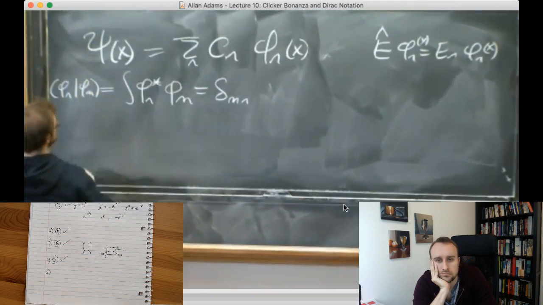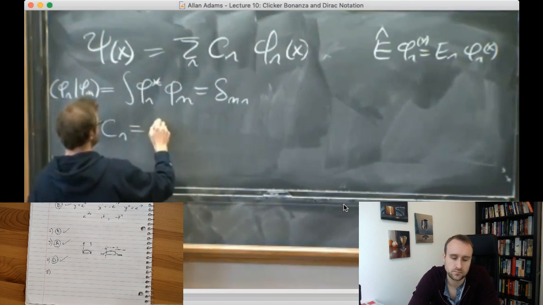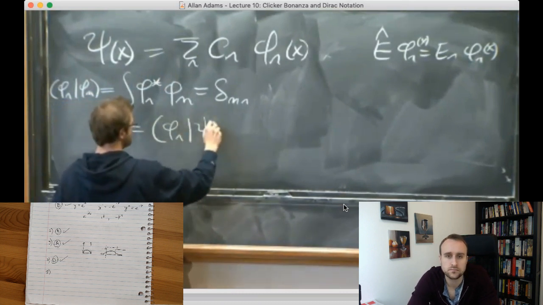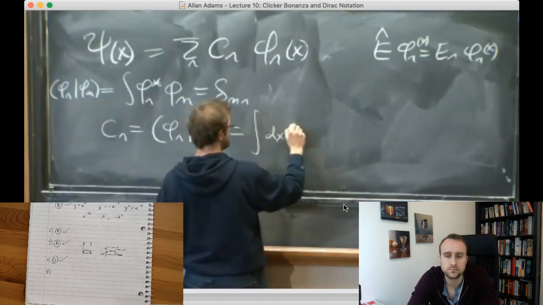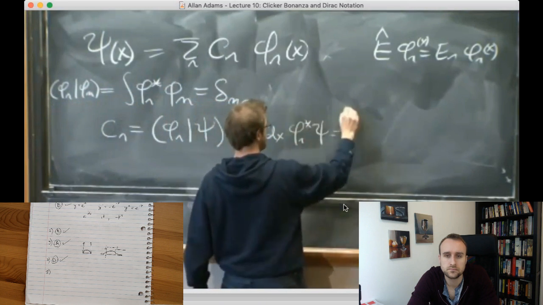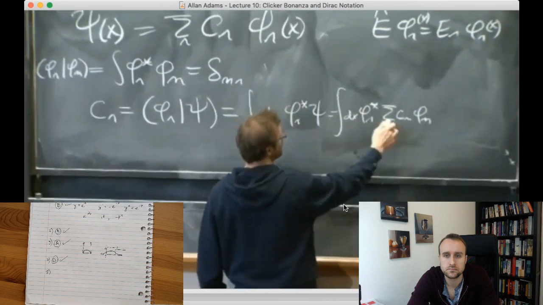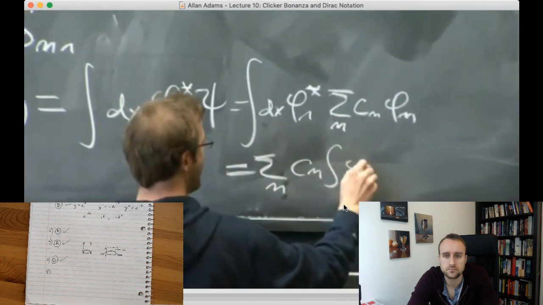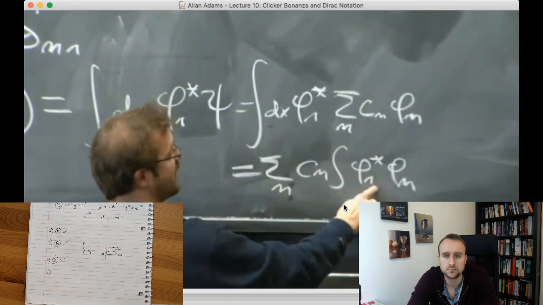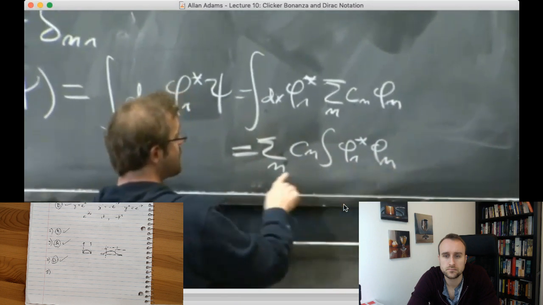And we can use this to determine the Cn's. The Cn is equal to the inner product of phi n with our wave function. This is equal to the integral dx phi n star psi. This is equal to the integral dx phi n star times the sum over n of Cn phi n. So first, we'll just see that's the sum over n of Cn times the integral of phi n star phi n. And that's 0 unless n equals m, with the orthonormality.